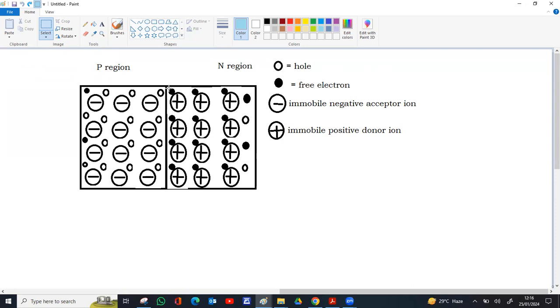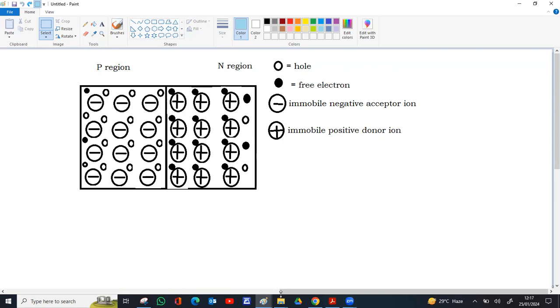The hole is represented by the vacant circle, and the free electron by the filled circle. The negative sign with a circle represents the negative ion, which is immobile. It's an acceptor ion because it accepts 1 electron to become negative. And the circle with plus represents the immobile positive donor ion. It is positive because it loses 1 electron; it donates 1 electron, so it is called a donor.